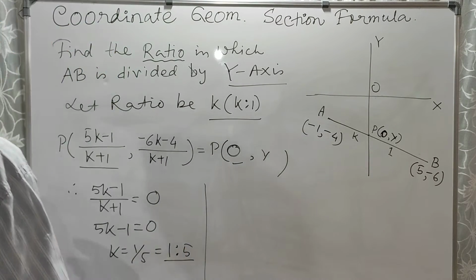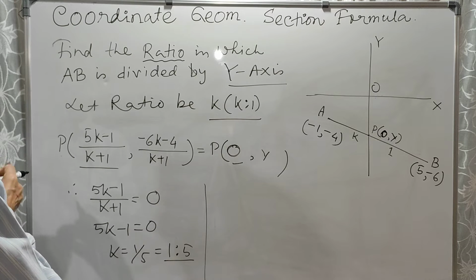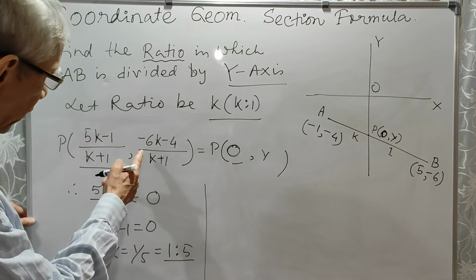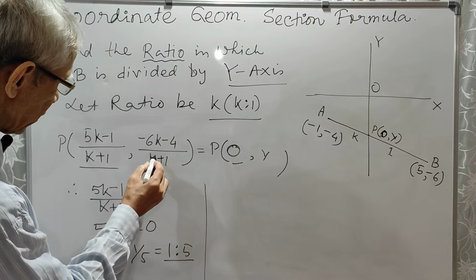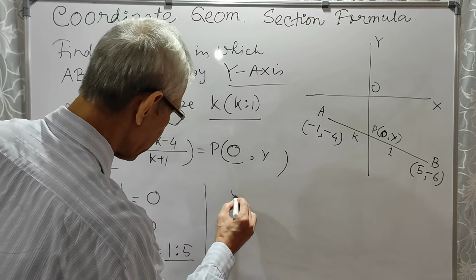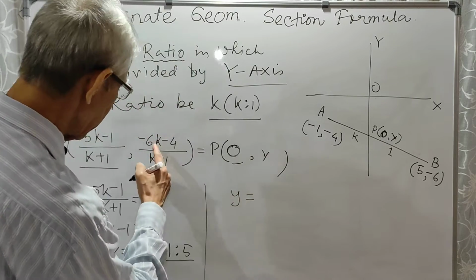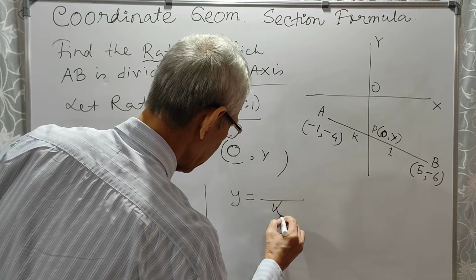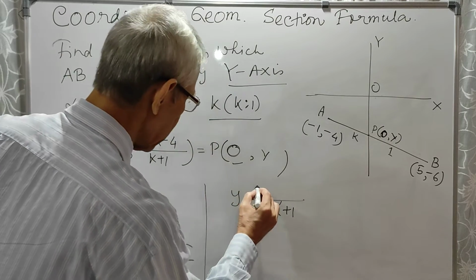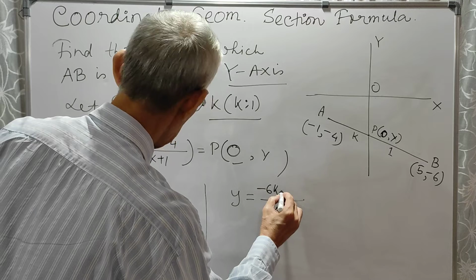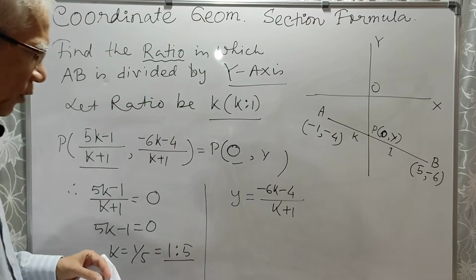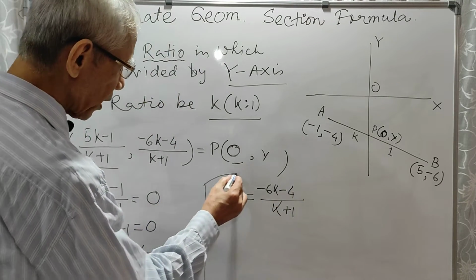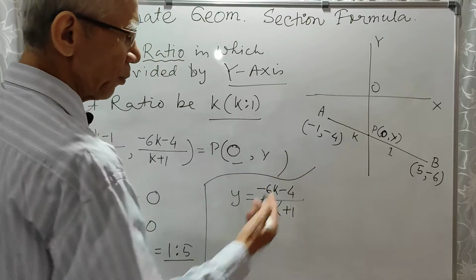Yes, so y equal to what we get, you see this one. So this is y. So y equal to this: (k plus 1) minus (6k minus 4). Now this part you will be doing if you are asked to find out coordinates of P.